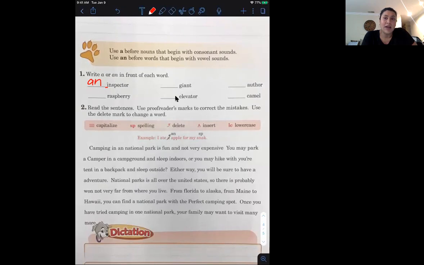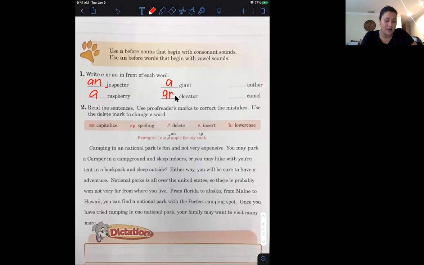A raspberry or an raspberry? May I have an raspberry or may I have a raspberry? It's a. Very good. A giant or an giant? A giant. A elevator or an elevator? I'm going to go ride a elevator or I'm going to go ride an elevator.